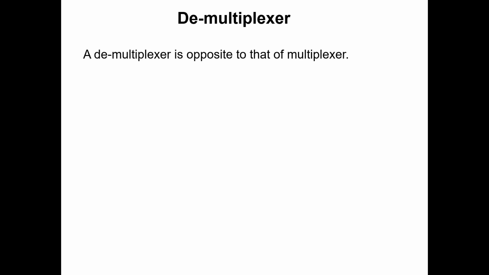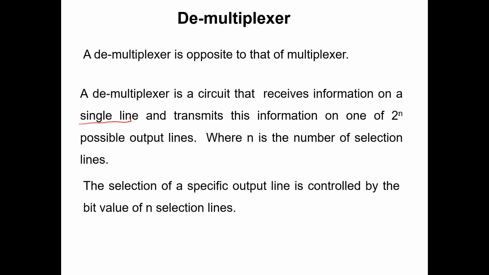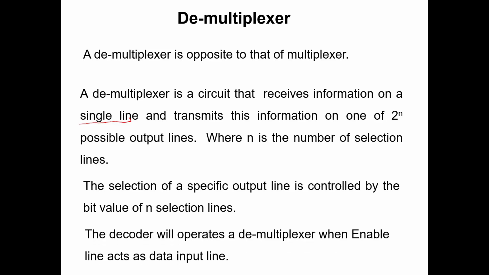Demultiplexer. A demultiplexer is the opposite of the multiplexer. A demultiplexer is a circuit that receives information on a single line and transmits this information on one of 2 raised to power n possible output lines, where n is the number of selection lines. The selection of a specific output line is controlled by the bit values of the n selection lines. A decoder will operate as a demultiplexer when the enable line acts as a data input line.